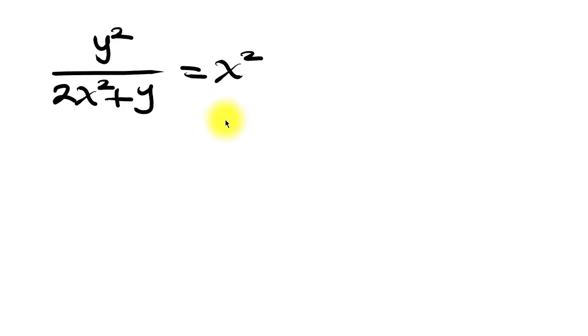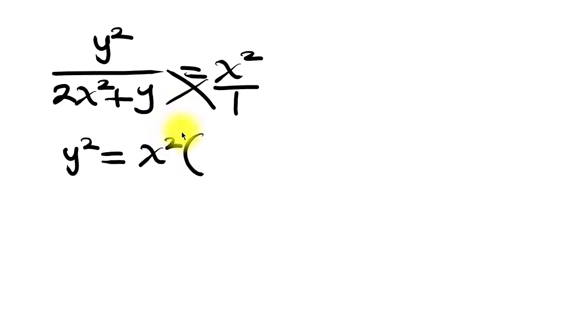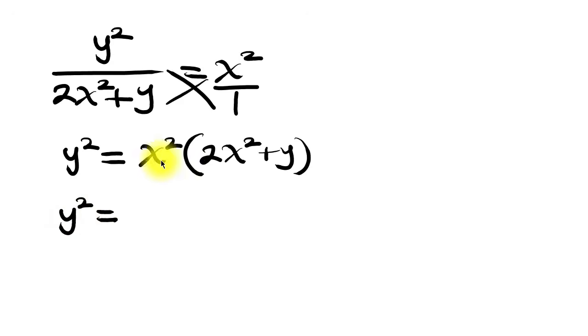Very good. Now notice that the left hand side is a fraction. We can also make the right hand side a fraction by putting over 1 here. Now let's cross multiply. So on cross multiplying, we have y squared times 1, that will be y squared, and this is equal to, we have x squared times this expression, which is 2x squared plus y. Very good. Now let's open up the right hand side. So we have y squared to be equal to 2x to the power of 4 plus x squared times y, that will be x squared y.